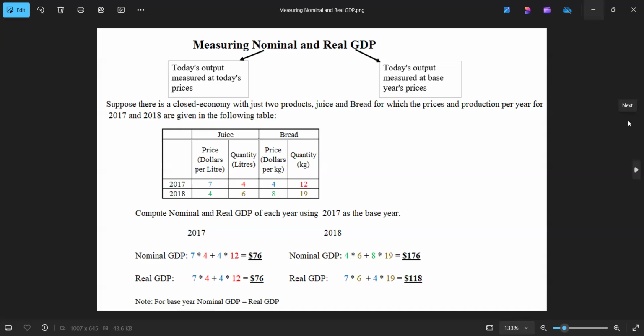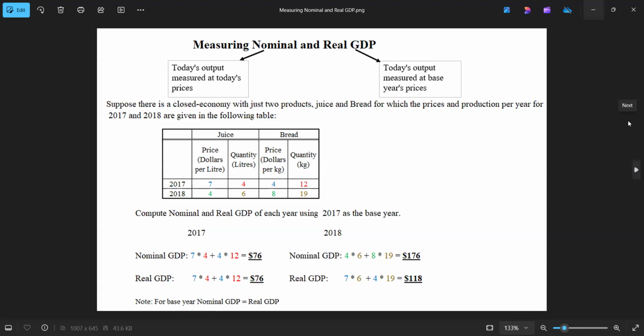Now, since 2017, which is the base year, is also our current year in this scenario, the real GDP is also the same as nominal GDP, which will always happen in the case of the base year. But if you were to compute it for 2018, then nominal GDP would make use of 2018's quantities and 2018's prices. So the nominal GDP would be 4 into 6 for juice plus 8 into 19 for bread, which makes $176.